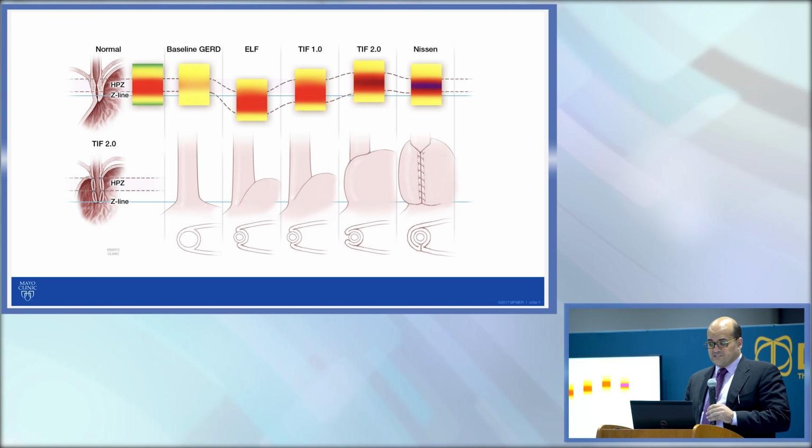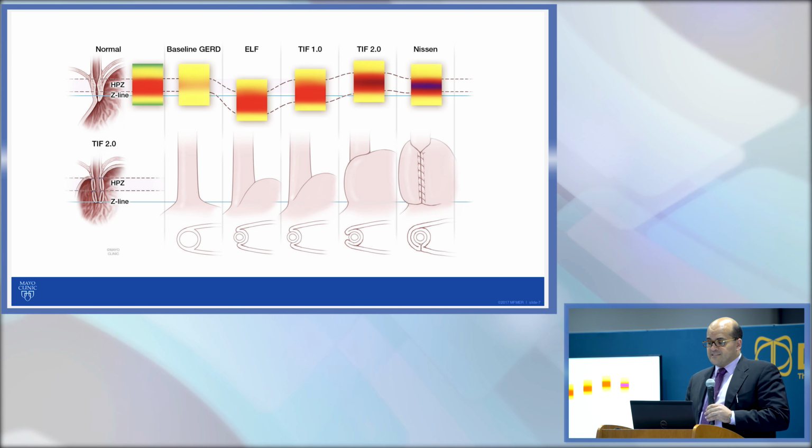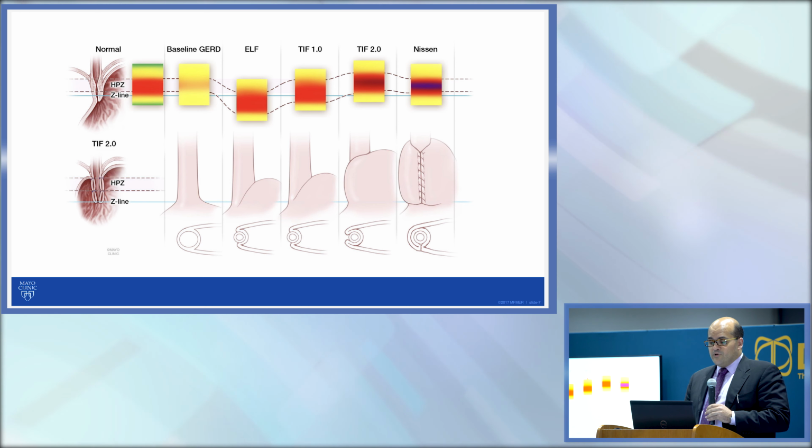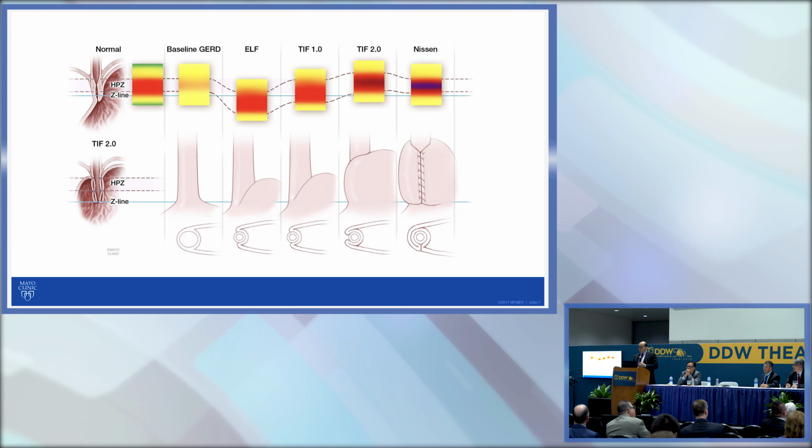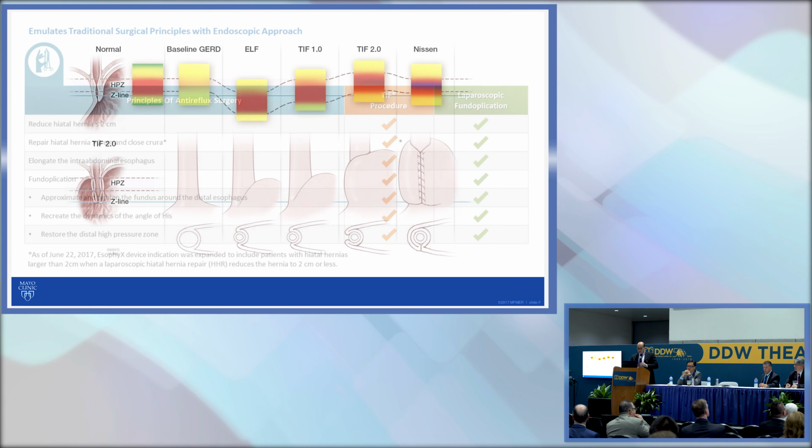So the high pressure zone was lower than the region that was desired. Then the technology evolved to the TIF 1.0 procedure, where now you are capable of creating a gastroesophageal plication, thus causing a higher pressure zone slightly above what the ELF procedure was capable of doing. And with the TIF 2.0 procedure, you are now creating a gastroesophageal plication plus a wrap function that resembles a surgical fundoplication, with a higher pressure zone that is preventing reflux. So this evolution of the procedure is very important to interpretation of the literature.